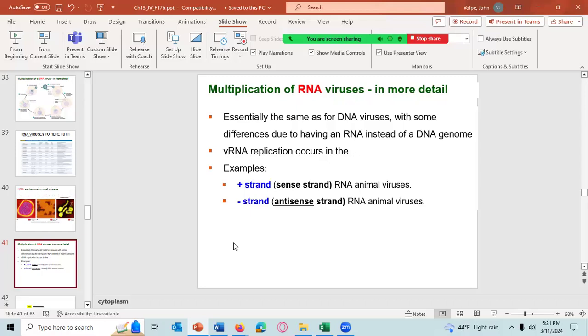When we're talking about single-strand RNA genomes, you need to differentiate between a positive single-strand RNA and a negative single-strand RNA. The positive single-strand RNA genome can be read by the ribosome and be translated into protein. The negative strand RNA genome cannot be read by the ribosome, and it cannot be translated into protein. Any question about any of that?